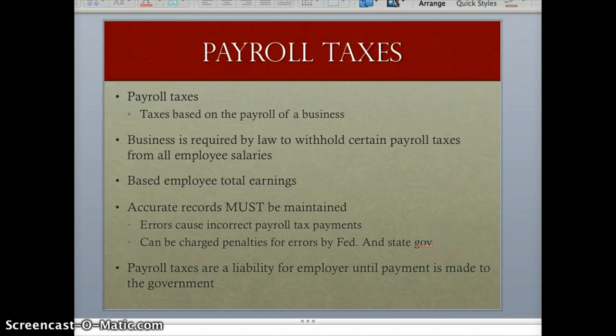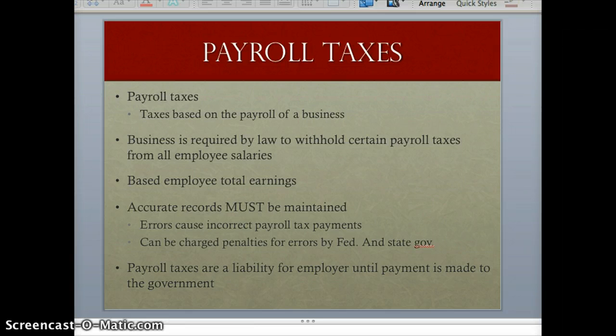So those figures that we figured yesterday, that's the figure they use when they're determining what number to use to figure out what your taxes will be. It's important, just like in all of accounting, that accurate records are maintained, because inaccurate records can make you have inaccurate payroll tax records. And if you do that, you can be charged pretty steep penalties by the federal government. Also, state government can give you a fine for that also.